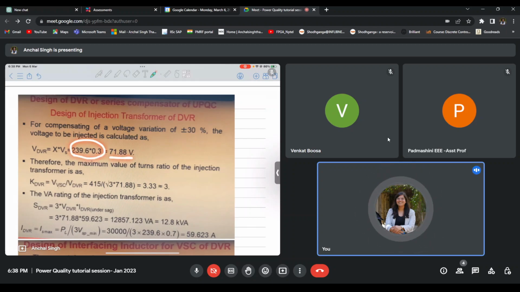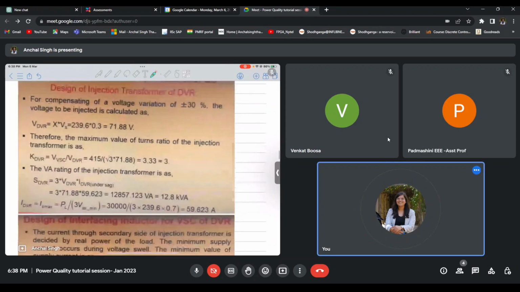This is the maximum voltage that my DVR will have to give to the grid, because I have already constrained that; any device that you design has to be given certain specifications, right? It cannot be made for 100% compensation, otherwise its price and its rating will increase, right? So they take this constraint, and based on that we design. So the voltage rating of the DVR is 30% of the maximum voltage that you want at the point of common coupling.